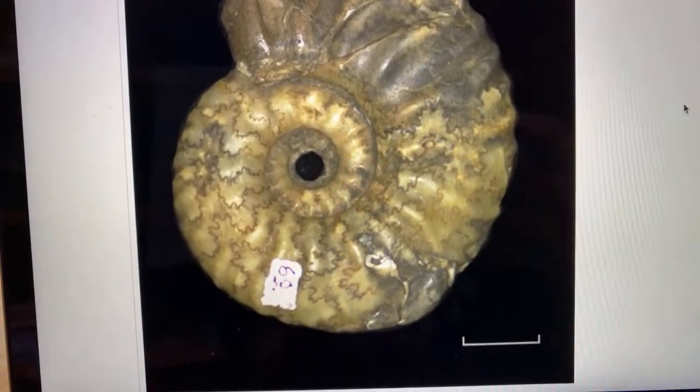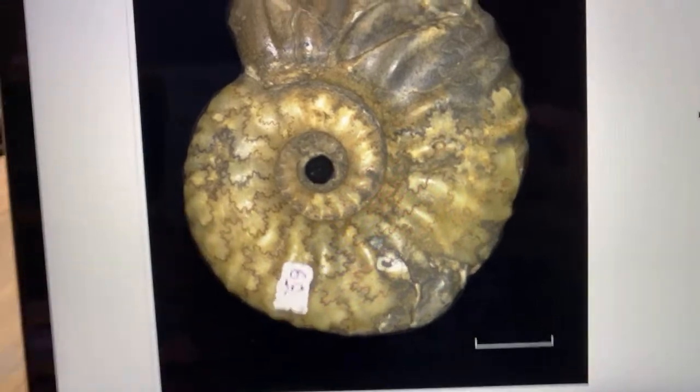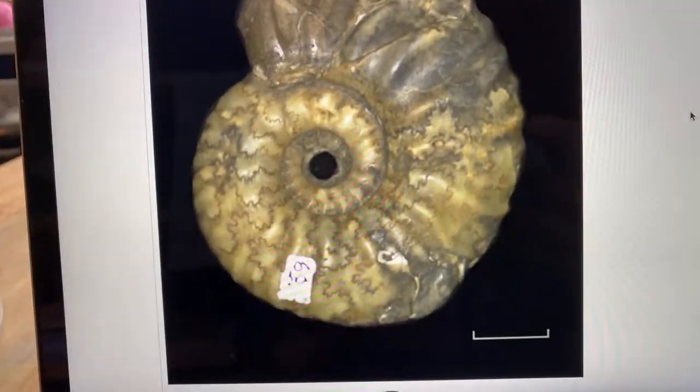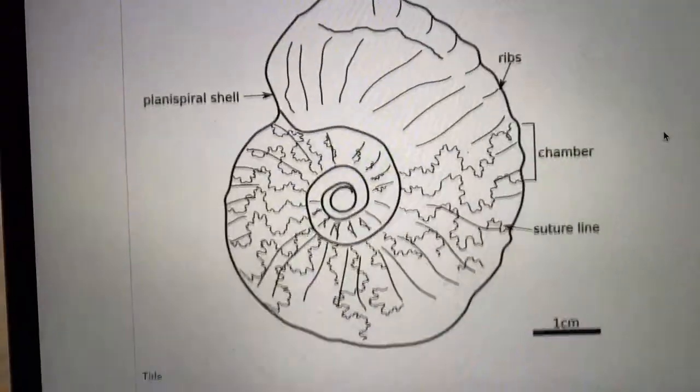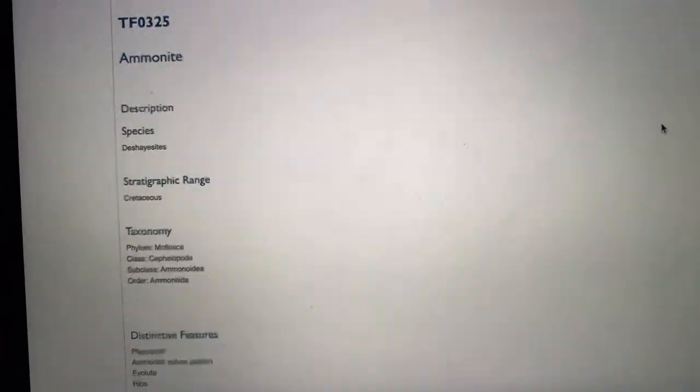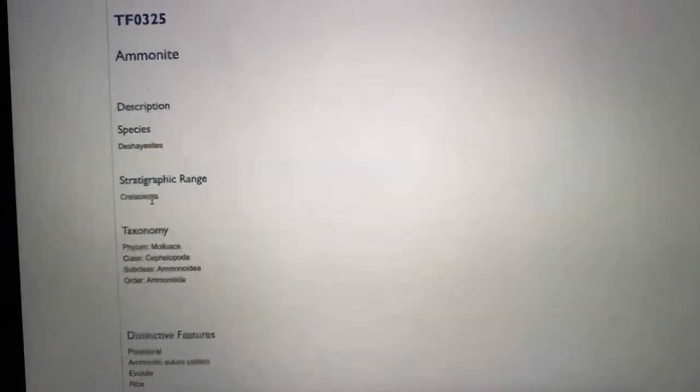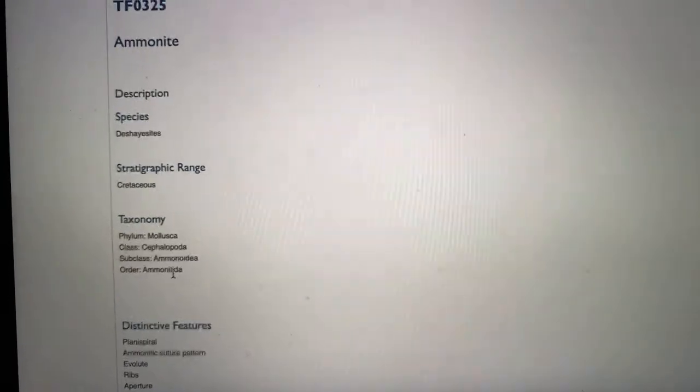Here we are. There. So yeah, you can definitely see them, can't you? So clearly. There's a diagram, and here's the description. Yeah, there you go. So from the Cretaceous period, much younger. And there you go, the order's the same.